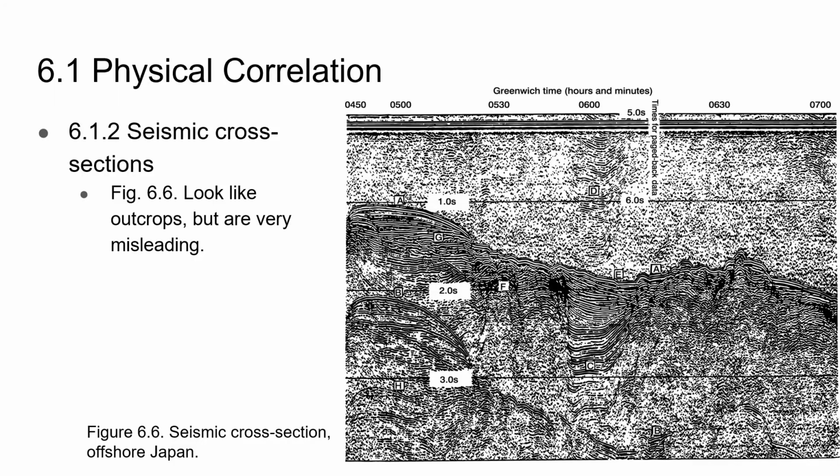We can also correlate units based on seismic cross-sections, and I have to stress this very strongly, these are not outcrops. I mean, it looks kind of like an outcrop. It looks like a black and white image of various units that have been distorted. Instead, what you're actually looking at is the reflection of rocks based on some kind of acoustic or seismic disturbance, and the travel time. So you notice the 1 second, 2 second, 3 second, and so on.